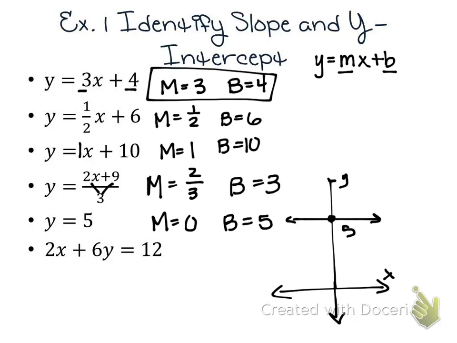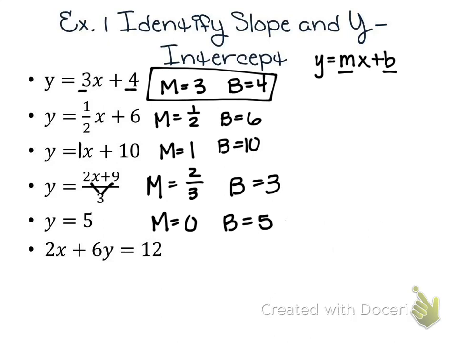Okay, now look at this last one, because this is probably the most common that you're going to see here. Is this equation in y equals mx plus b form? No. In order for it to be in y equals mx plus b form, this y has got to be by itself. Is y by itself in this equation? No. So I've got to put it by itself.